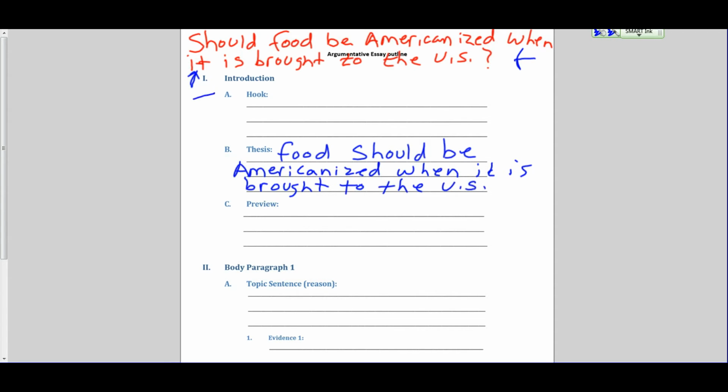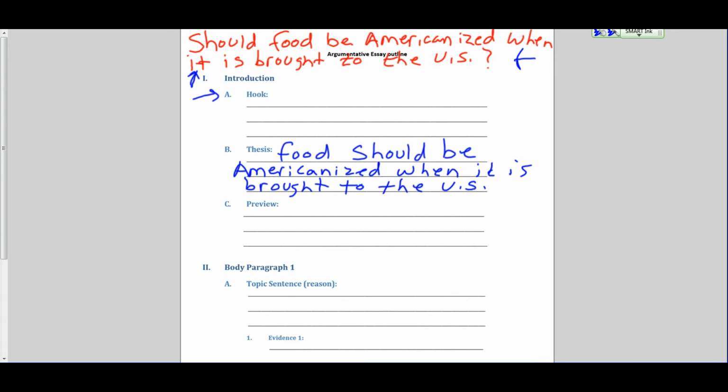Now I'm going to go back up to the hook. The point of a hook is to get our reader's attention. So we can ask a question, that's the most common one. We can tell a story. We can have onomatopoeia, a one-word attention getter. I'm going to start my hook off with a short story. Now remember, when you do tell a story, it needs to be short. So we're only talking 2-3 sentences, something like that.